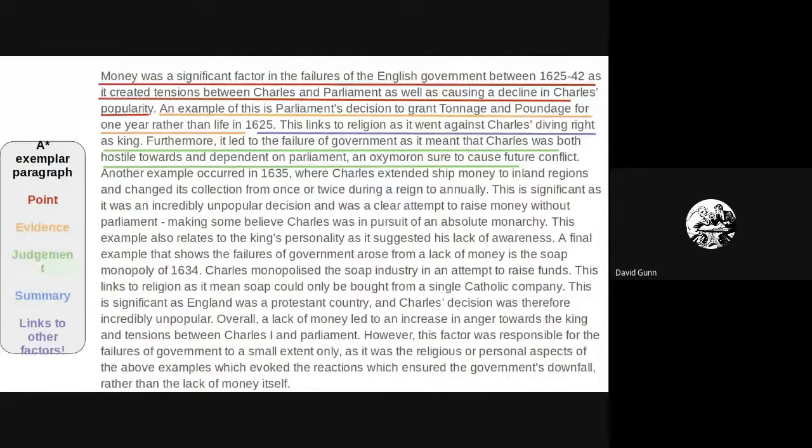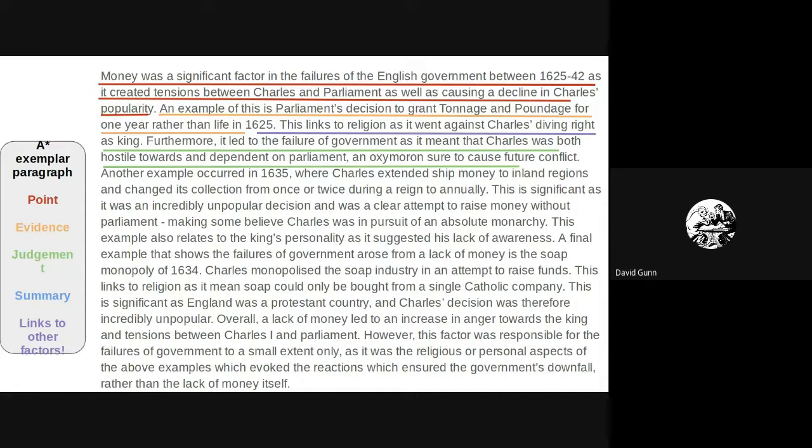A final example that shows the failures of government arose from a lack of money is the soap monopoly of 1634. Charles monopolized the soap industry in an attempt to raise funds. This links to religion, as it meant soap could only be bought from a single Catholic company. This is significant as England was a Protestant country and Charles's decision was therefore incredibly unpopular. Overall, a lack of money led to an increase in anger towards the king and tensions between Charles I and Parliament. And then we get to the summary.